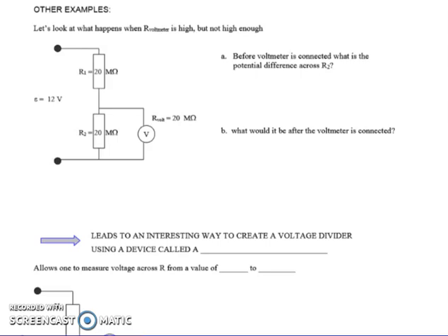So let's look at what happens when the resistance of a voltmeter is high, because that's what they're supposed to be. They're supposed to be very high, but not high enough. What the heck does that mean? That sounds kind of arbitrary.